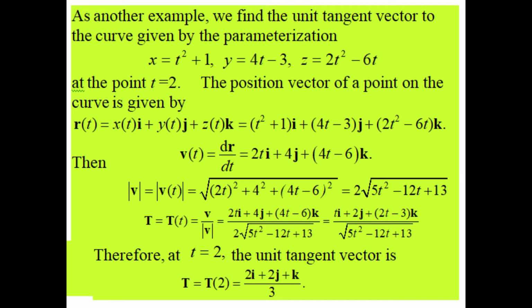So the unit tangent vector at the point t is the vector T(t) = v/|v| = (2t i + 4j + (4t − 6)k) divided by 2√(5t² − 12t + 13), which is equal to (t i + 2j + (2t − 3)k)/√(5t² − 12t + 13). Therefore, at t = 2, the unit tangent vector T(2) = (2i + 2j + k)/3.